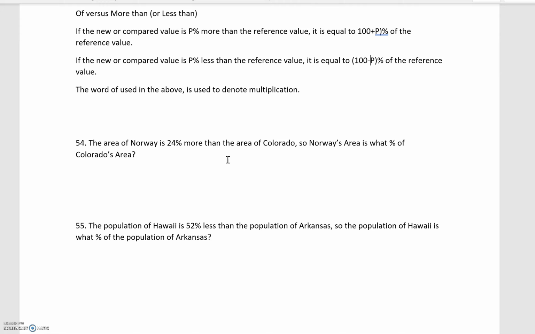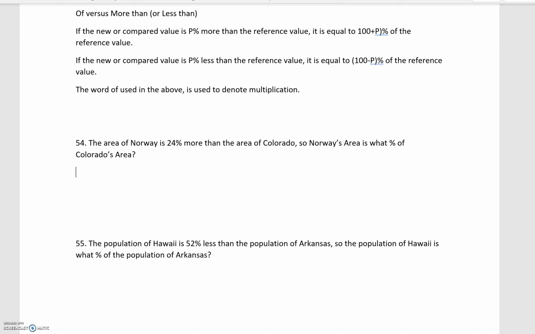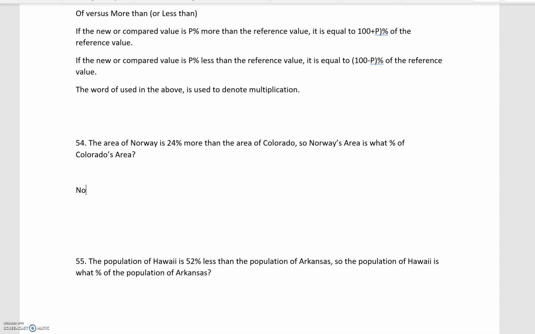Let's take a look at two problems that make use of these definitions that we have here. The area of Norway is 24% more than the area of Colorado. So Norway's area is what percent of Colorado's area? Okay, so your compared value is Norway. Your reference value is Colorado. The reference value tends to follow the word than, right? You basically have the following. Norway's area is equal to what exactly?